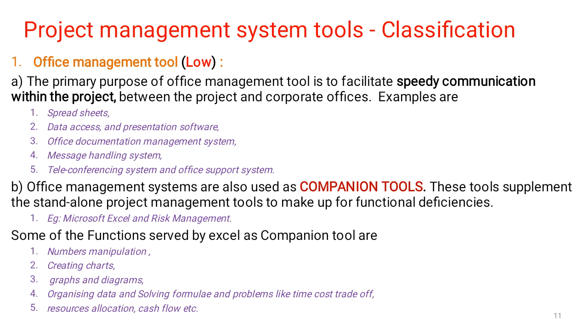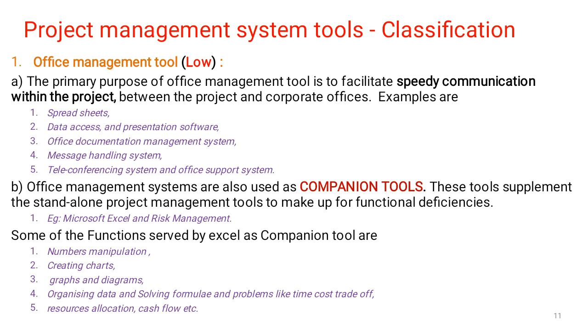This office management tool, which corresponds to the low level application systems, has as its primary purpose to facilitate speedy communication within the project as well as between the project and the corporate office. Examples are spreadsheets, data access and presentation softwares, office documentation management system, message handling system, telecommunication, teleconferencing system, and office support system. I'm just reading it out, and these are the basic tools which are used everywhere.